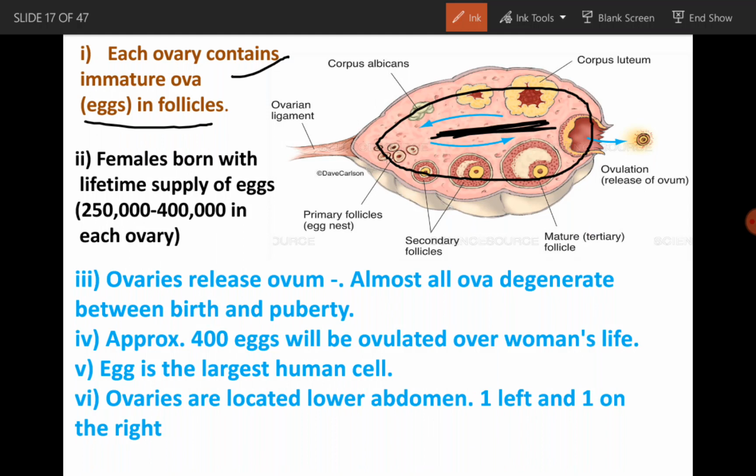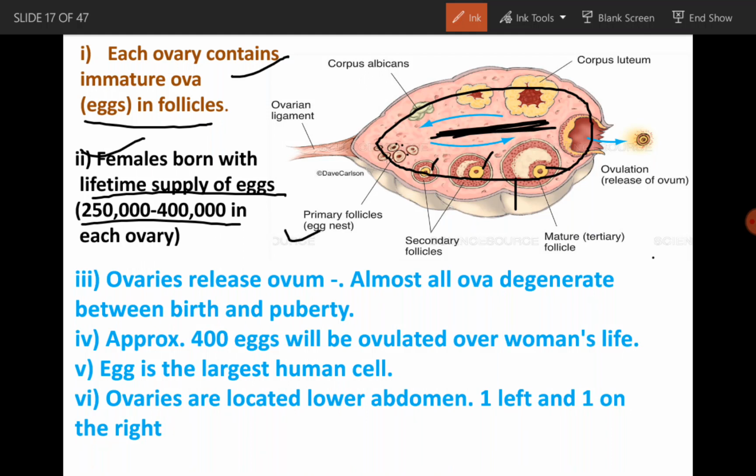Each ovary contains mature ova, eggs, in follicles. When we see the structure of the ovary, this is the ovum. The ovum is covered by a number of cell layers, and these cells are called follicle cells. Follicle cells are deposited over the ovum, and they also provide nourishment to the developing ova. So a female is born with a lifetime supply of eggs.